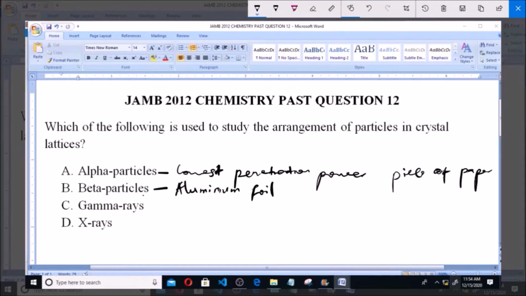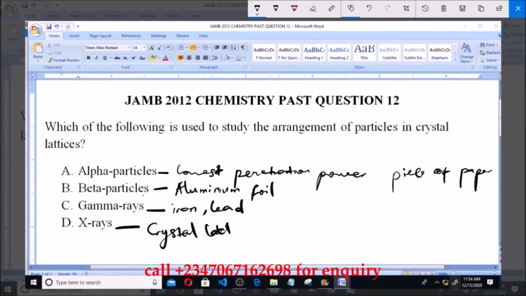Now, gamma rays are not particles but electromagnetic radiation or emission. Gamma rays actually have the highest penetrating power, but they can only be used to study the arrangement of metals like iron and lead. X-rays, on the other hand, which are also electromagnetic radiation, have the capacity to penetrate any material, and they can be used to study the arrangement of particles in crystal lattices.